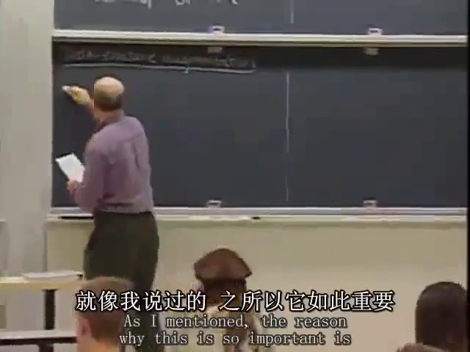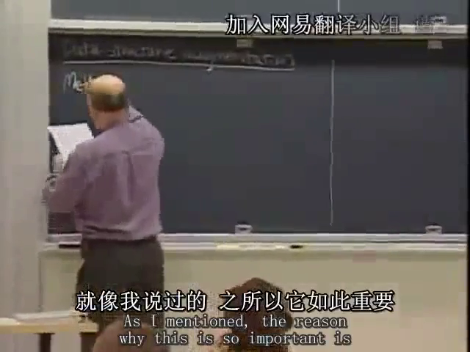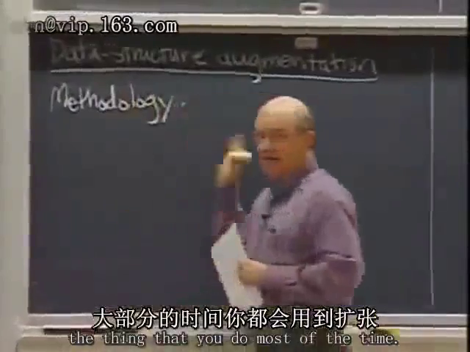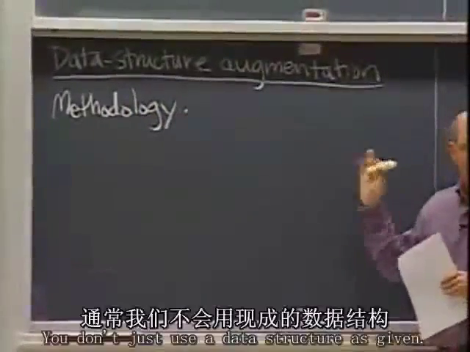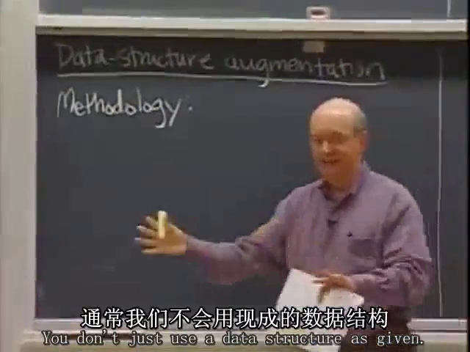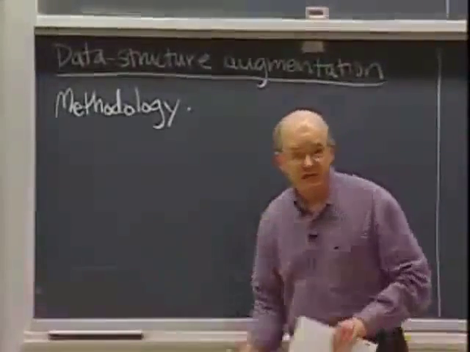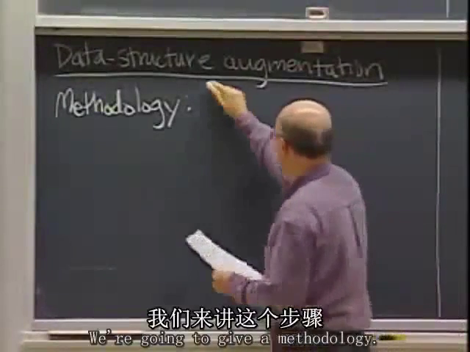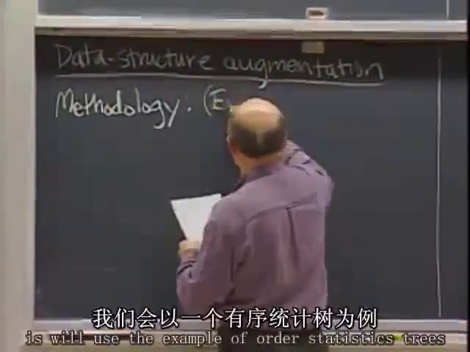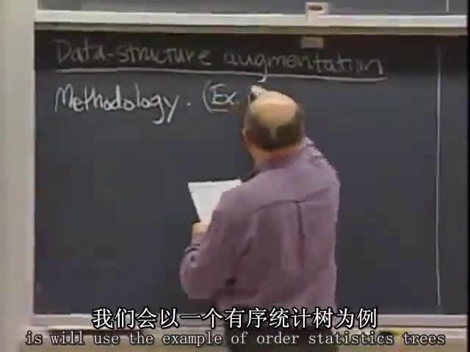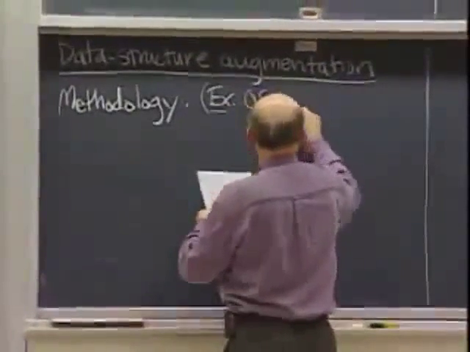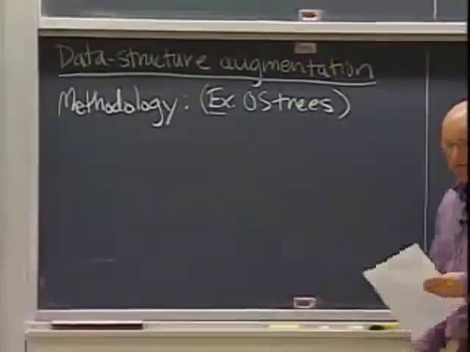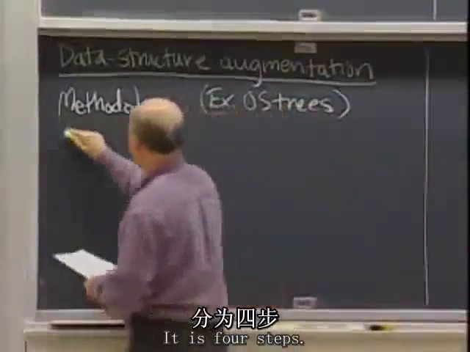As I mentioned, the reason this is so important is because this is, in practice, the thing that you do most of the time. You don't just use a data structure as given. You take a data structure, and say, I have my own operations I want to layer onto this. So we're going to give a methodology, and as we go along we'll use the example of order statistics trees to illustrate it. It's 4 steps. Okay?